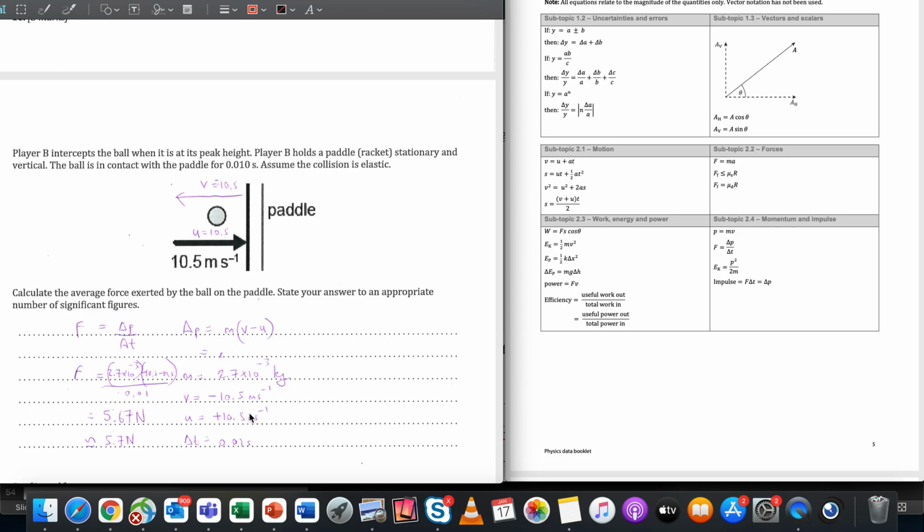And what we have to remember is that v is, in my case, negative 10.5 because it's moving to the left, and u is positive. And so we end up with our delta v being twice the value of that initial velocity. So we've got minus 10.5, minus 10.5, giving minus 21. We then multiply by the mass, which we're told a while ago, and we divide by our time, delta t, 0.01. And we end up with a force of around about 5.7 newtons.